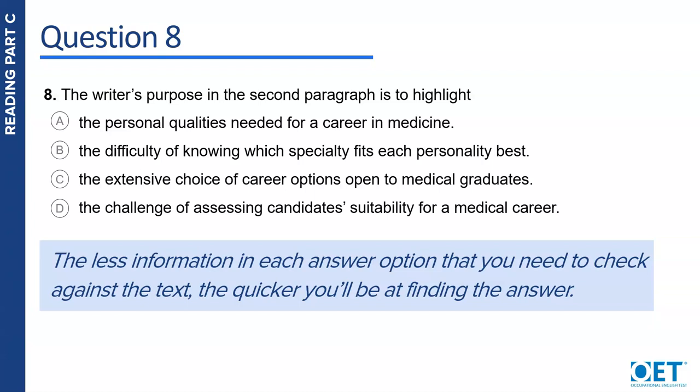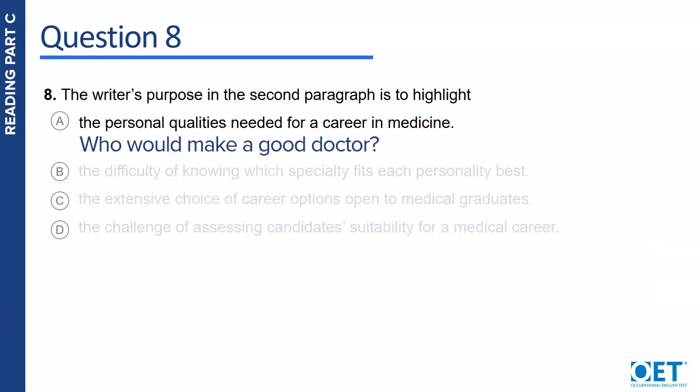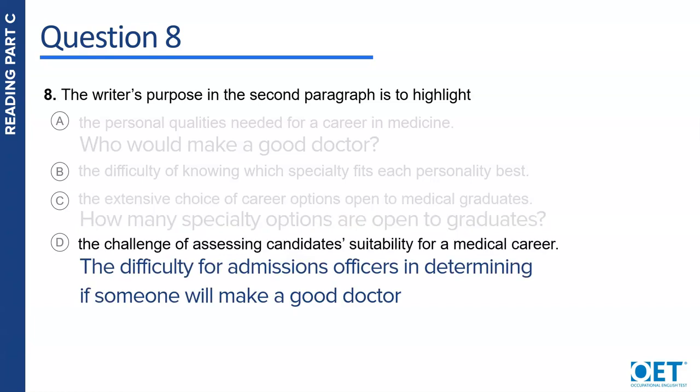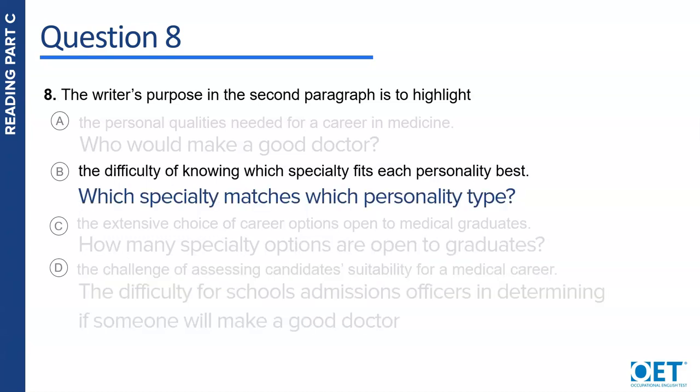If we look at the 4 answer options again in full, the similarities between them are they are all to do with careers in medicine. A, C and D are looking at the perspective of who would make a good doctor, how many specialty options are available to graduates, and the difficulty for admissions officers in determining if someone will make a good doctor respectively. Option B is also on the same lines but written slightly differently, focusing on which specialty matches which personality type.